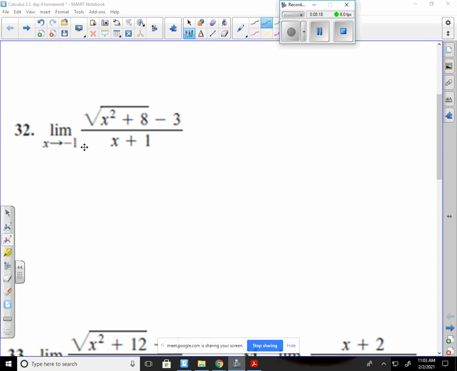Plug a negative 1 in. That's negative 1 plus 1 gives me 0 in the denominator. I see the square root. That's most likely what I'm going to multiply by. So multiply by my conjugate, the square root of x squared plus 8 plus 3.